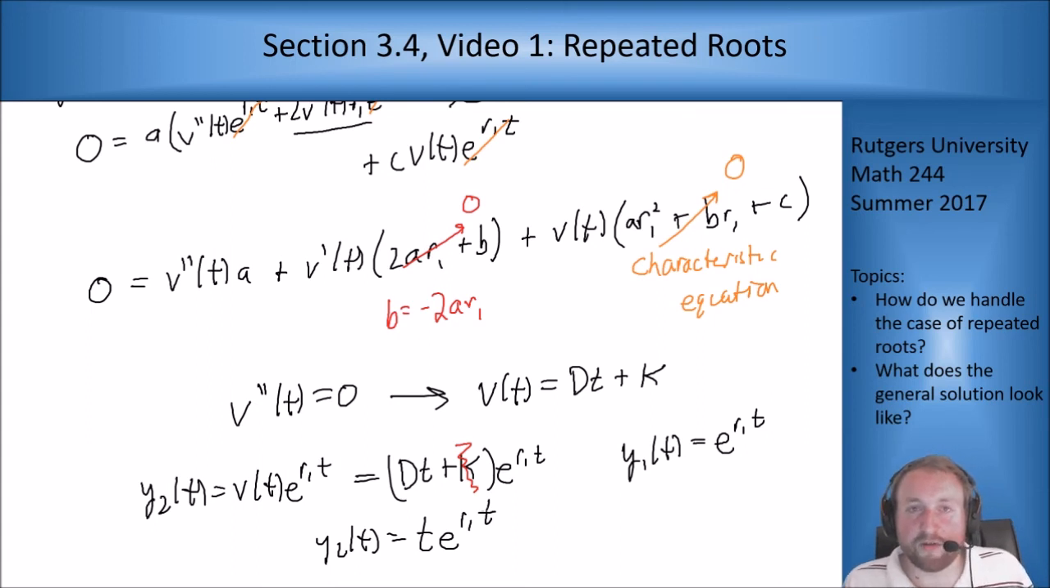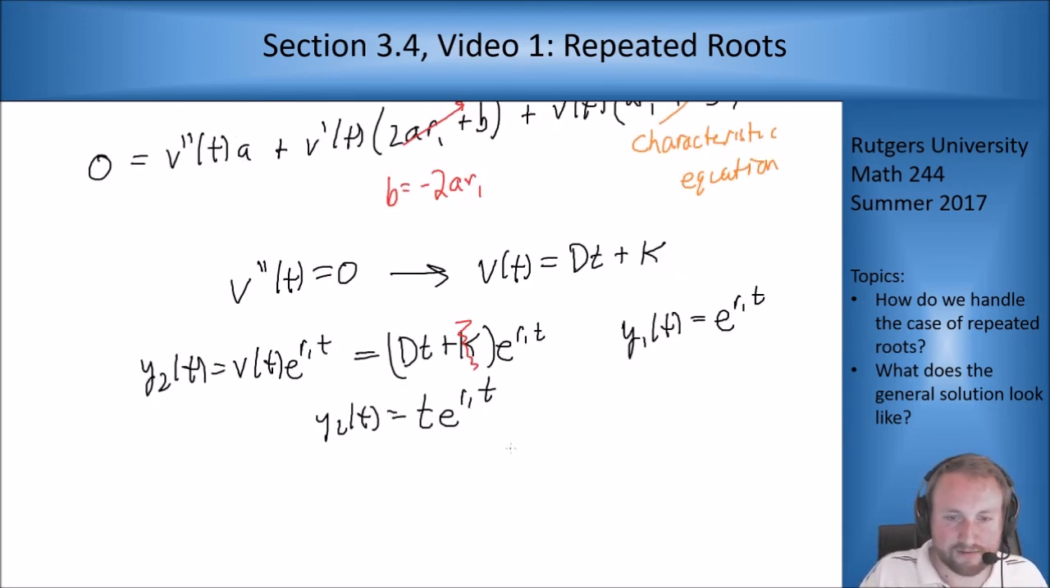So in general for these equations, you don't have to go through all this work. All you do is multiply by t. That's really all you have to do for these constant coefficient linear equations. So my solution before was e to the r1t. My second one is going to be t times e to the r1t. And we know this solves the equation because of how we set up our work.